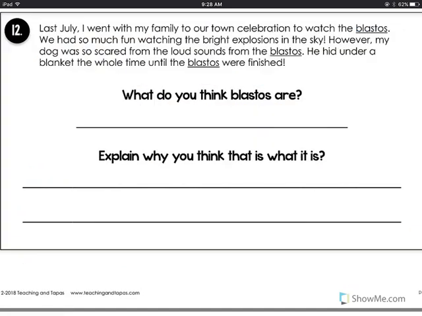So here's another example. This one's a little bit shorter, so I'll go ahead and read it aloud. It says, last July, I went with my family to our town celebration to watch the Blastos. We had so much fun watching the bright explosions in the sky. However, my dog was so scared from the loud sounds from the Blastos. He hid under a blanket the whole time until the Blastos were finished. Gee, that sounds like my dog. So I'm going to look at my question. What do you think Blastos are?